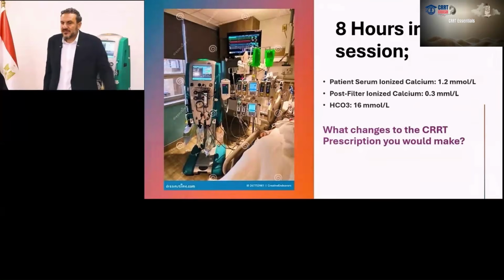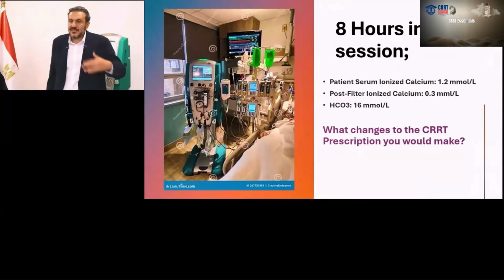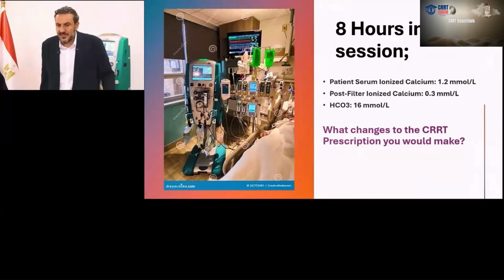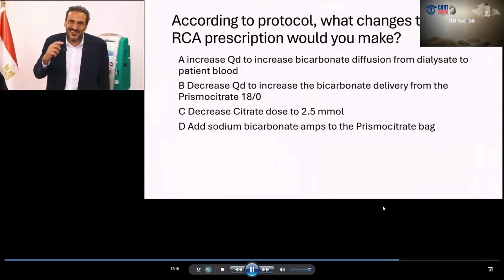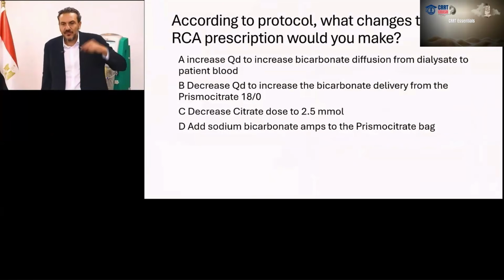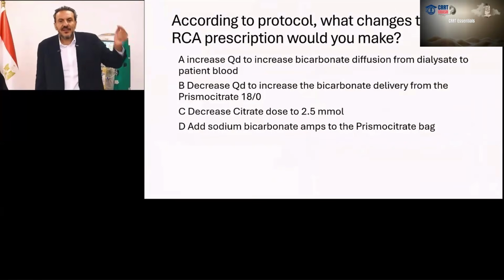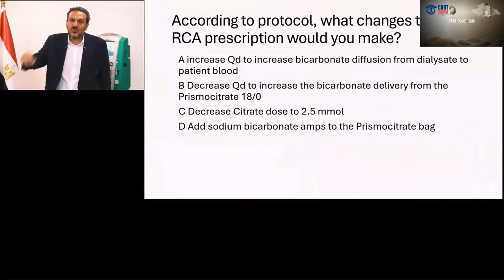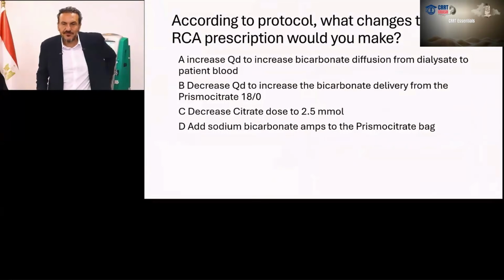8 hours into the session, patient serum ionized calcium is 1.2, post-filter ionized calcium is 0.3, and bicarbonate is 16. What changes to the CRRT prescription would you make? A, increase dialysate to increase bicarbonate diffusion from dialysate to patient blood. B, decrease dialysate to decrease bicarbonate delivery from the plasmocitrate 18-0. C, decrease citrate dose to 2.5. D, add sodium bicarbonate ampoules to the plasmocitrate bag.